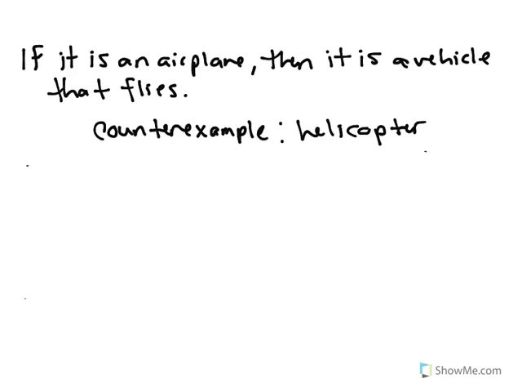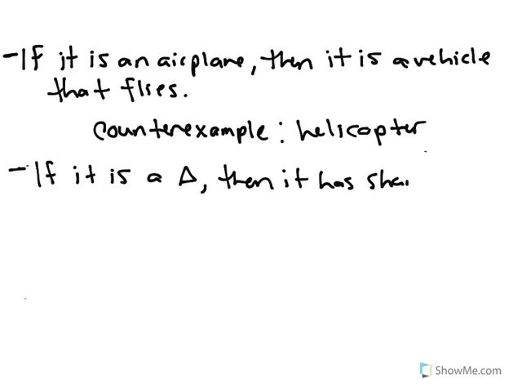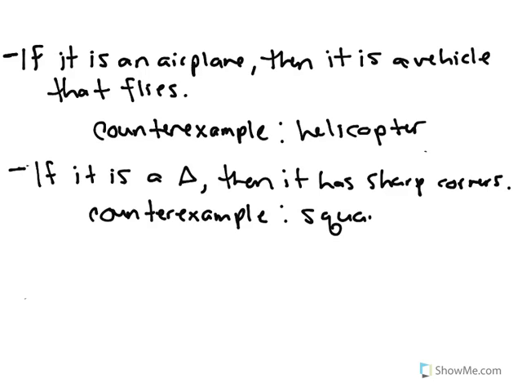Okay. The next one, a triangle has sharp corners. So if it is a triangle, then it has sharp corners. That's true. But now we have to reverse it to see if it's a good definition. If it has sharp corners, then it's a triangle. That is not true. Let's figure out a counterexample. What else could have sharp corners? Well, I could say it could be a square, rectangle, hexagon, anything like that.